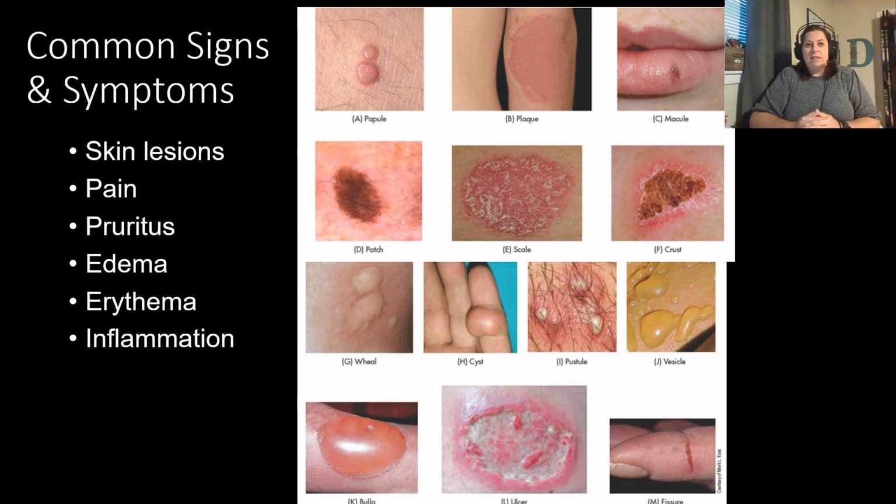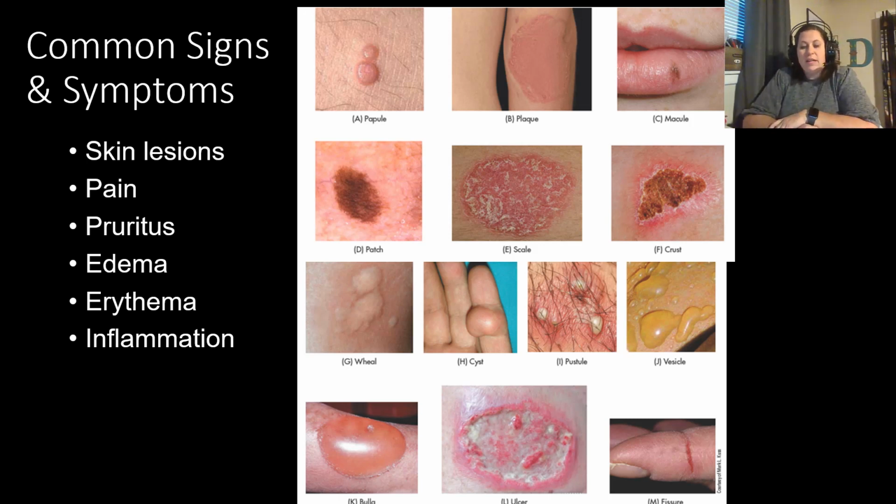Now, there are some common signs and symptoms when we are talking about integumentary issues. We can see that we have skin lesions, and there are a lot of different types of skin lesions. I have a picture here to kind of show you that these are mostly going to be some sort of abnormal or discontinued area in the skin that looks different.